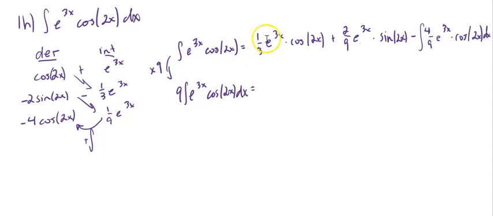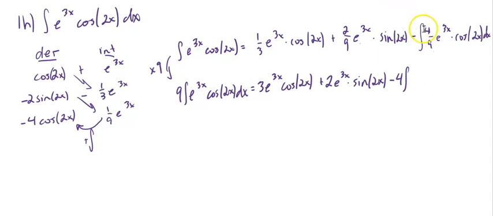When I multiply this one by 9, I'm left with a 3 out front: 3e to the 3x times cosine of 2x. Plus, when I multiply this one by 9, I get a 2: 2e to the 3x times sine of 2x. And then when I multiply this one, I'm going to write minus 4 integral, because I get that 4, and then it's easy. You'll see in a moment why I want that 4 out front. So that multiplied by 9 just leaves me with the 4. Then I get e to the 3x times cosine of 2x dx.